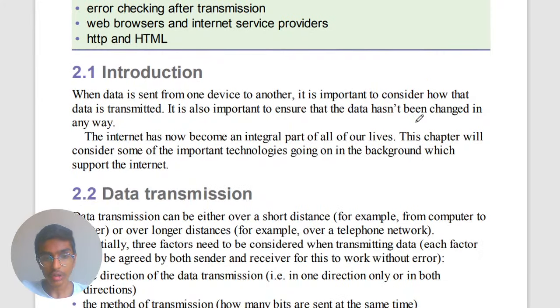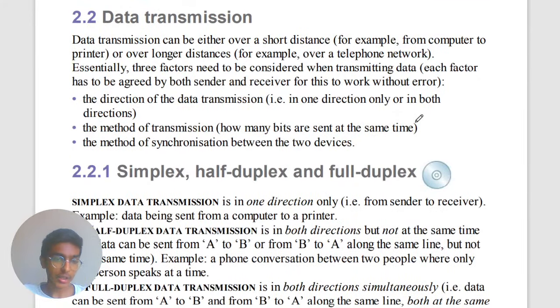So let's start with data transmission, and in data transmission we're going to be having a look at three factors. The first one is the direction of data transmission. We're going to have a look at the method of transmission, and finally the method of synchronization between the two devices when you're sending data online. So we're going to start with the direction of data transmission. Data can be sent in many directions. We have three directions that we need in the computer science syllabus. The first one is simplex, the second one is half duplex, the third one is full duplex data transmission.